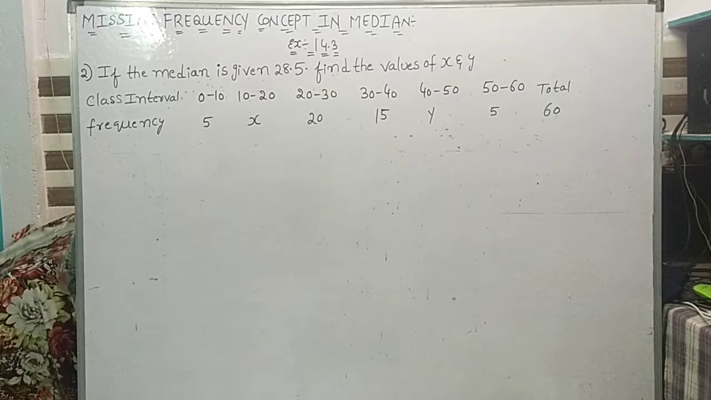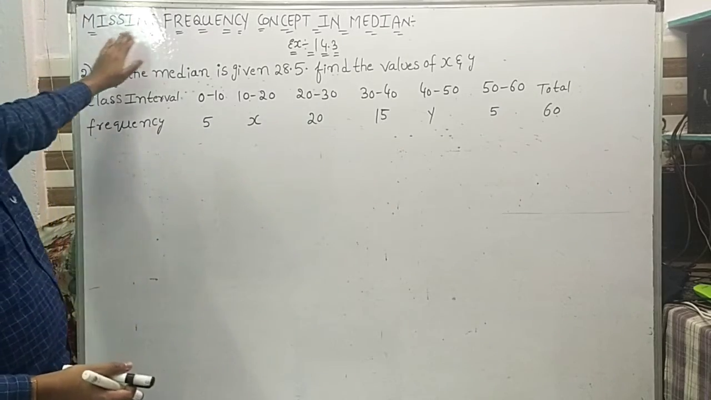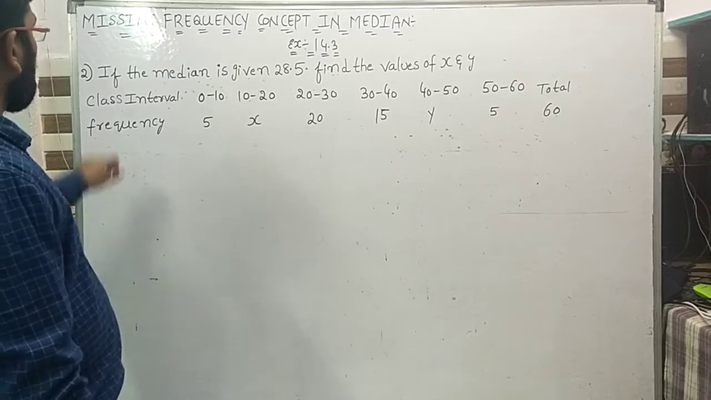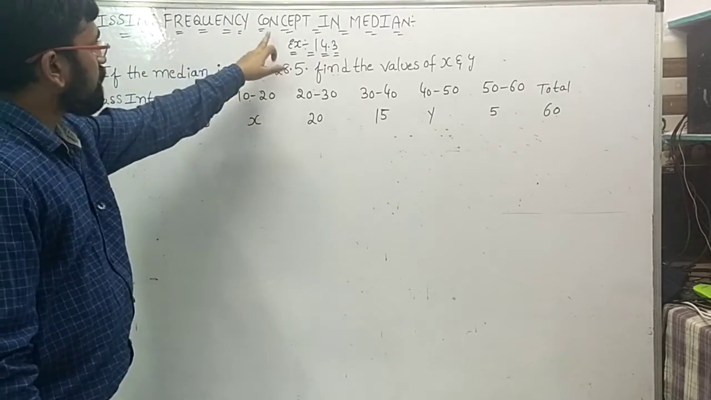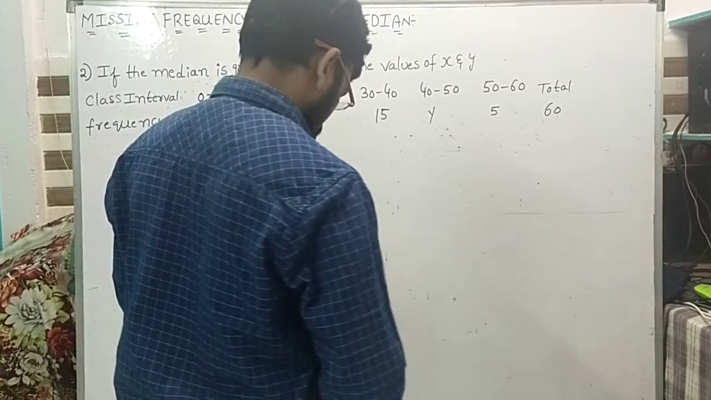So now the next concept is the missing frequency concept in median. Which one is it? The missing frequency concept in median. How to find the missing frequency?